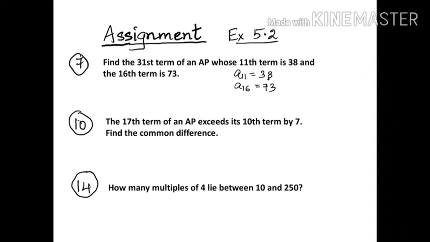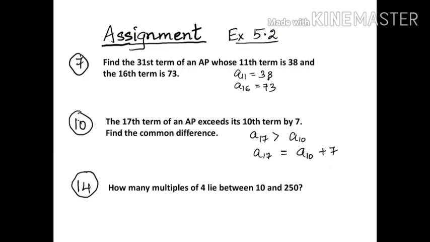Question number 10. The 17th term of an AP exceeds its 10th term by 7. The 17th term is written as A17. Exceeds is greater than the 10th term. So to make these two equal, you will have to add 7 to the 10th term. Solving this equation will give you the value of D.